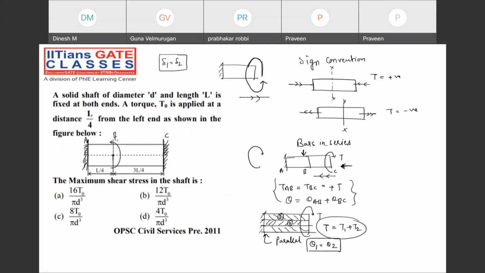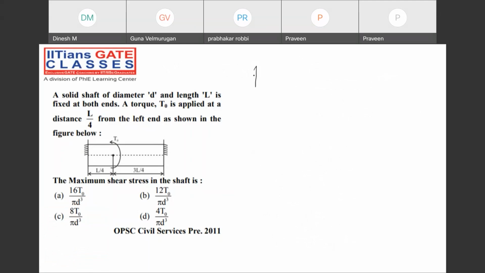Perfect. Now look at the question that I'm showing you right now. A beam is fixed at both the ends, but the sections are connected in series. Now the torque T0 has been applied something like this. Where will the torque be going? The torque will be going something like this.